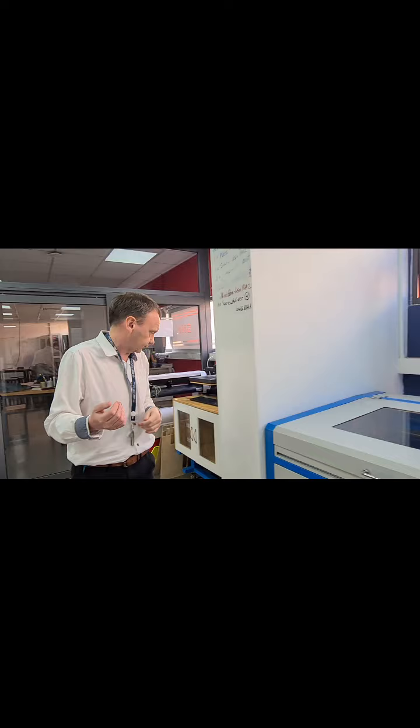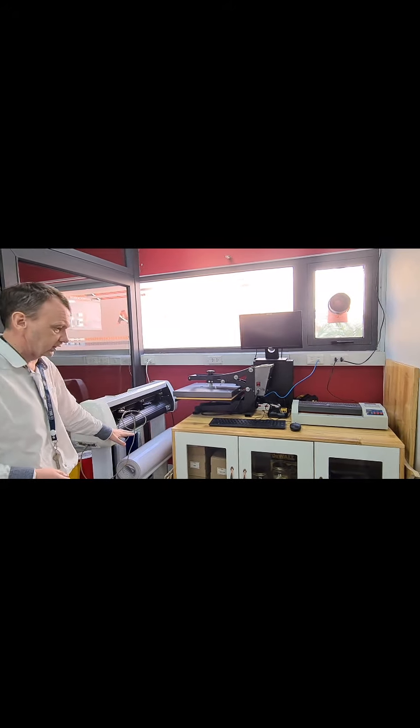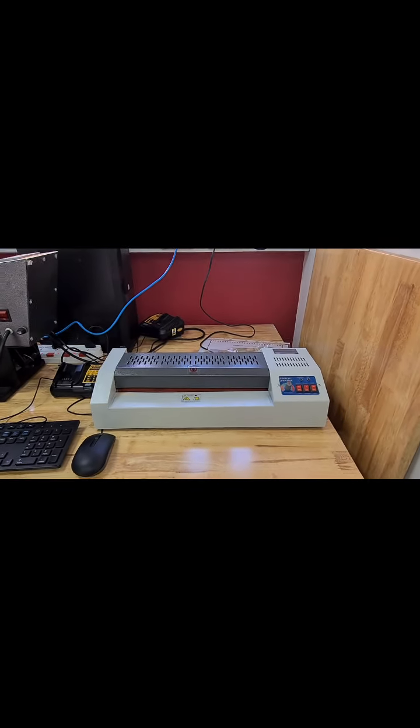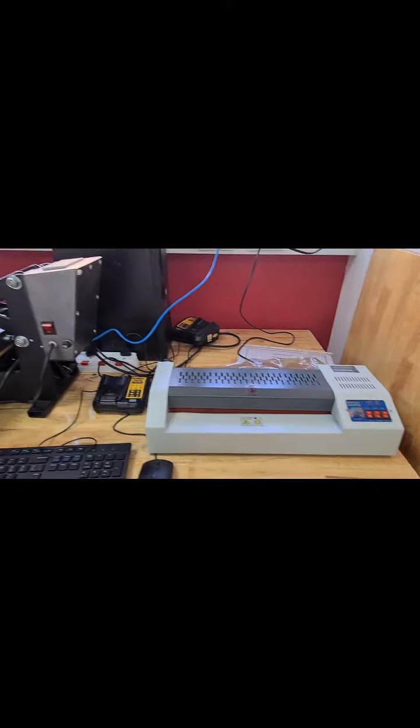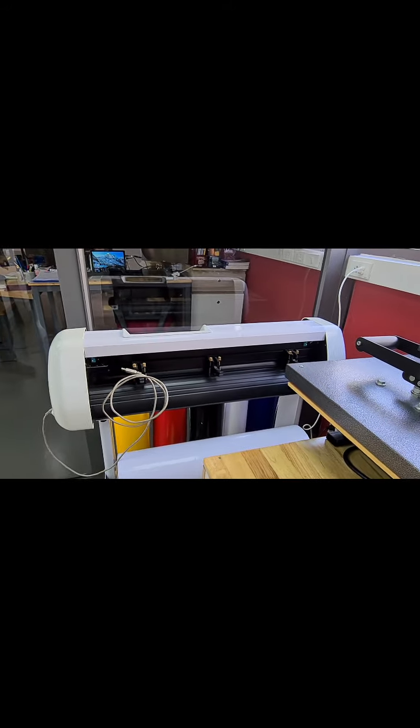If you put the camera further in, we've also got some extra machinery for printing and cutting of the final product. Now we'll just pan the camera around here. Laminator. Heat press, vinyl cutter, plotter.